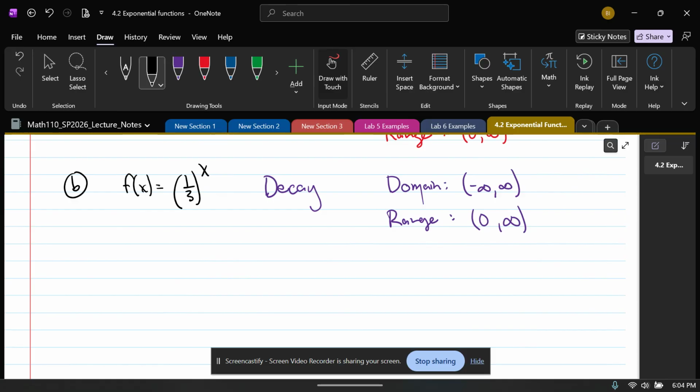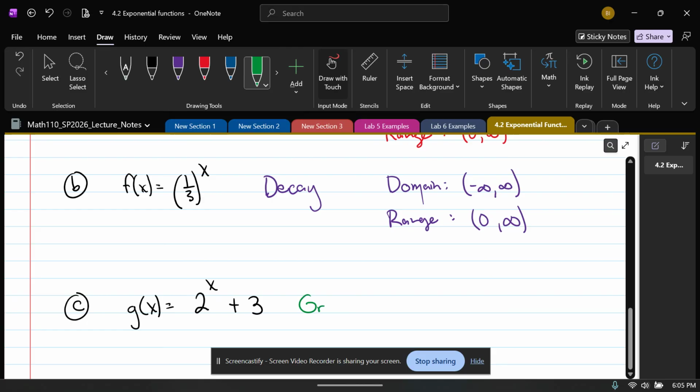Now, I keep saying something about a vertical shift. Let's look at one that has that and see how it affects things. So here's g of x equals 2 to the x power, and then not in the exponent, down here with the 2, I'm going to put a plus 3. Okay. So first thing I want to know is this growth or decay? Why? Yeah, that base on the exponential is a 2, so that is a growth. The domain is still going to be the same, negative infinity to positive infinity, like the most boring domain ever.